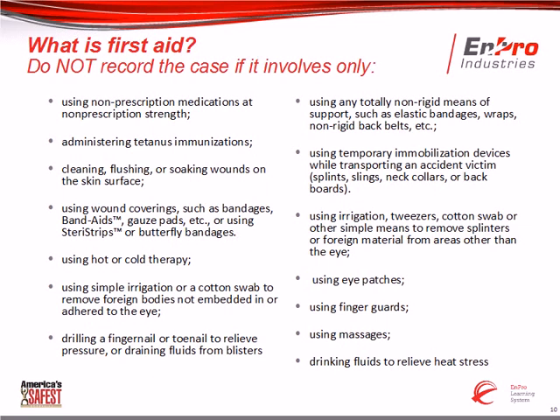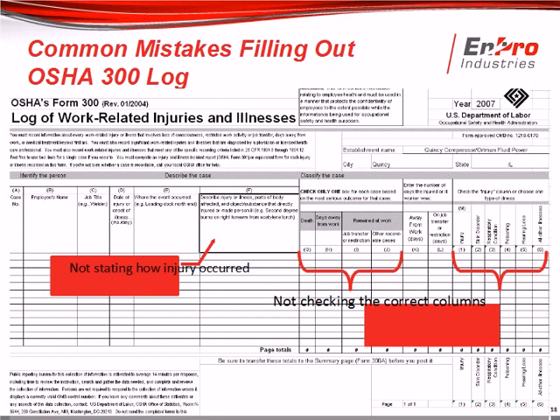The next slide, just going to briefly cover a couple of items, common mistakes that we see on the OSHA log. And just for information purposes, we're not going to go too in-depth into how to fill this out. But one of the first things that I've seen in audits around the U.S. is not stating how the injury occurred. In addition to the other information that you need to put on here, name and job title and that sort of thing, we need to state specifically how the injury occurred.